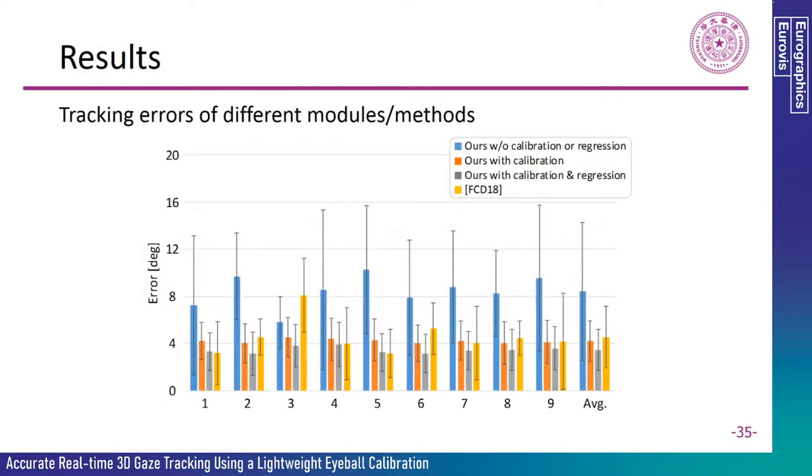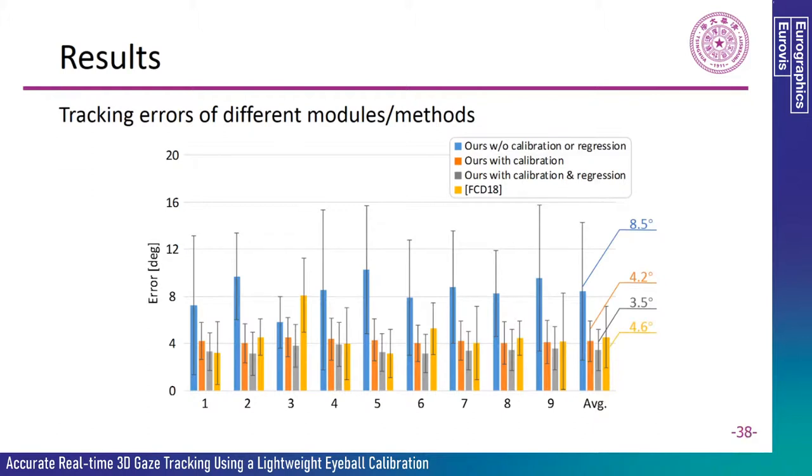Next, I will show some results. The first one is a comparison of different solutions of gaze tracking. The eyeball calibration plays an important role in our gaze tracking. It reduces the average error of the 9 subjects from the blue bar's 8.5 degrees to the orange bar's 4.2 degrees. The gaze regression further reduces the error to 3.5 degrees, shown by the gray bars.